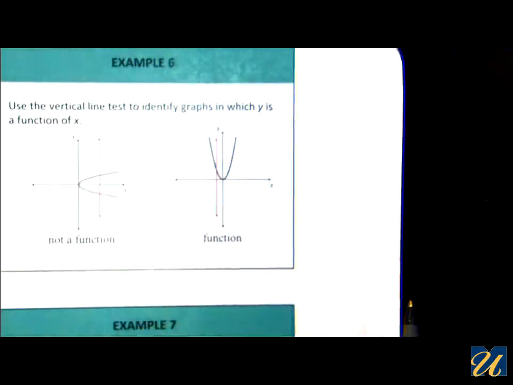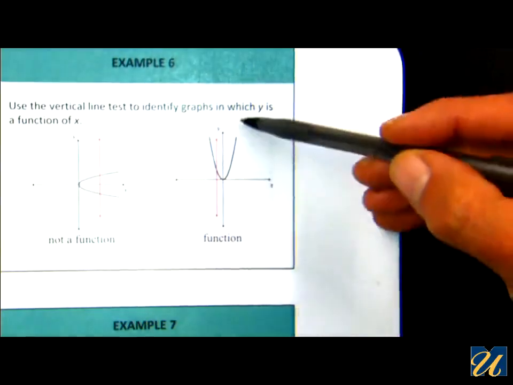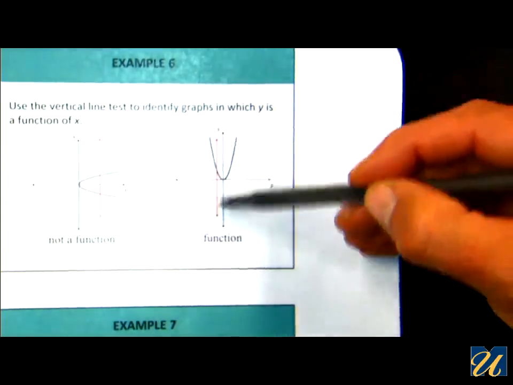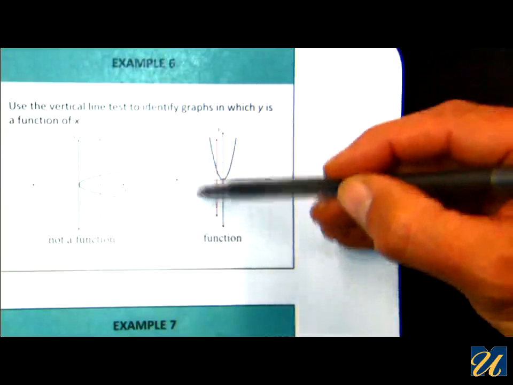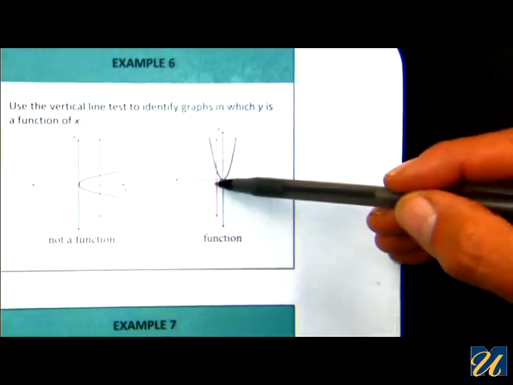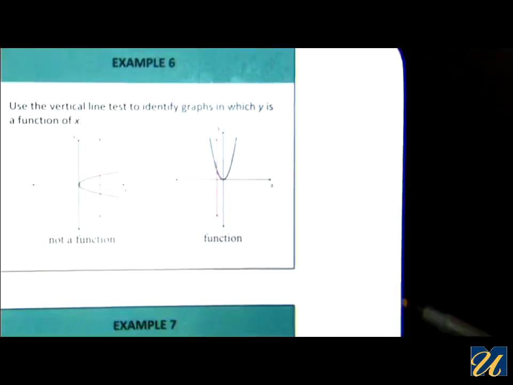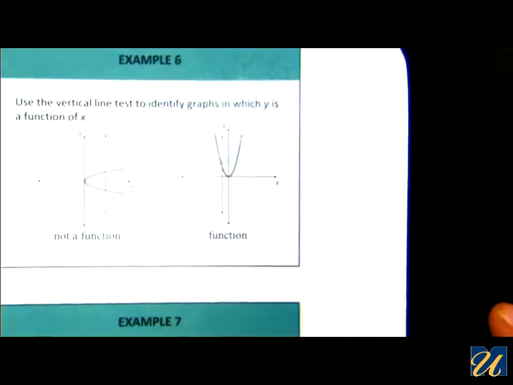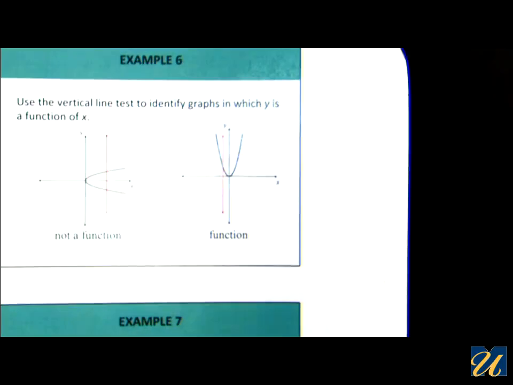Whereas in this example here, any vertical line that is passed vertically through the graph will only intersect the graph at one spot, meaning that one x goes to only one y value, and so that does represent a function. So it literally is using the definition, but in a visual way applied to the graph.